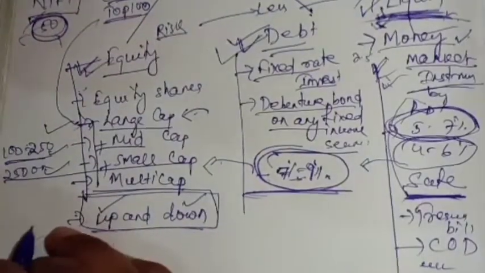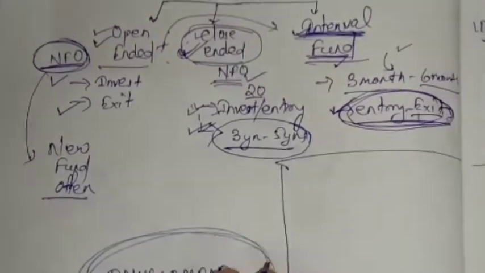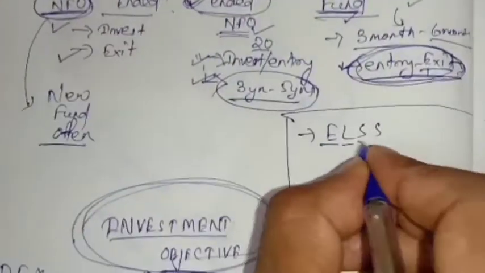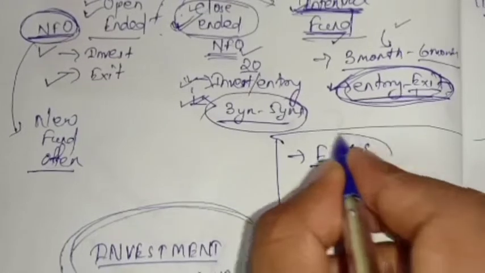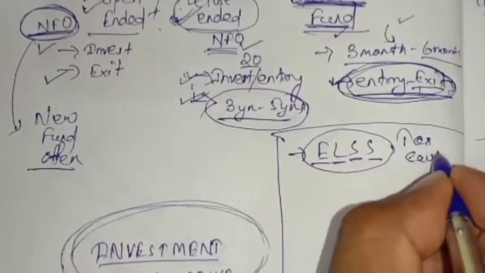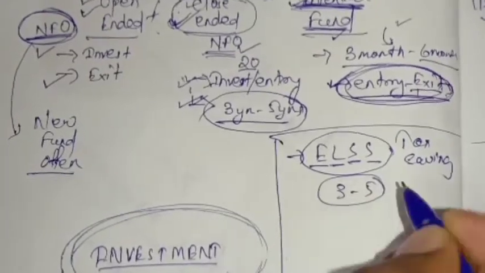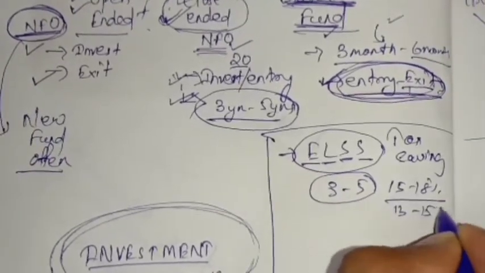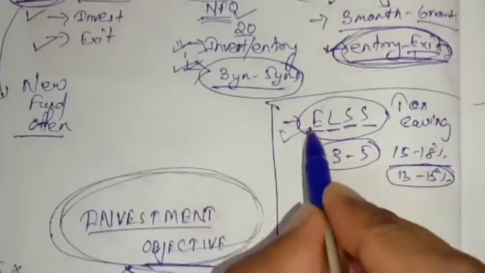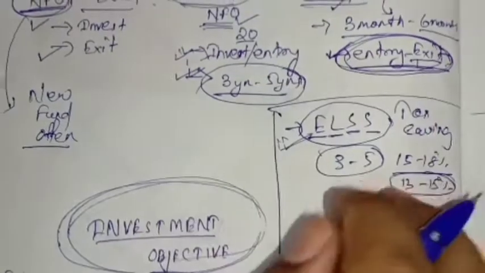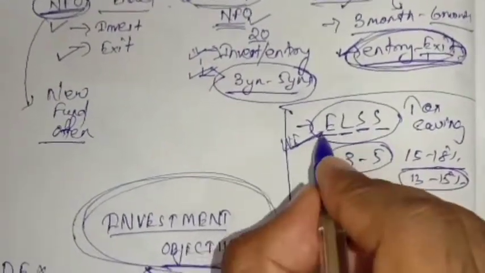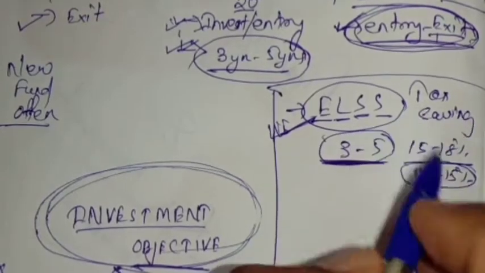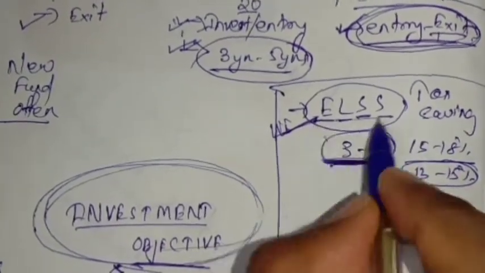Okay, so this is the type of mutual fund. There are other types of mutual fund schemes, like ELSS, that is Equity Linked Savings Scheme. It is a tax saving fund having a lock-in period of 3 to 5 years, and if you wait for more than 5 years, you can expect 15 to 18% interest, or 13 to 15% minimum. When you invest in ELSS, you are reducing your tax burden. If you are in a high tax bracket, it will be a better option for you. Here you have a lock-in period of more than 3 years. You cannot withdraw your money before 3 years or 5 years. So that is ELSS.